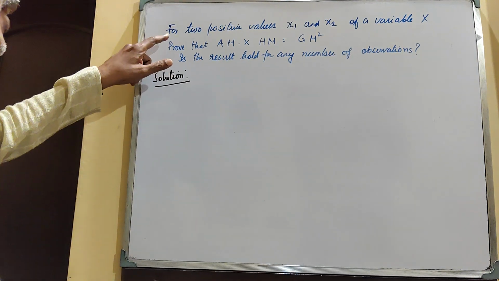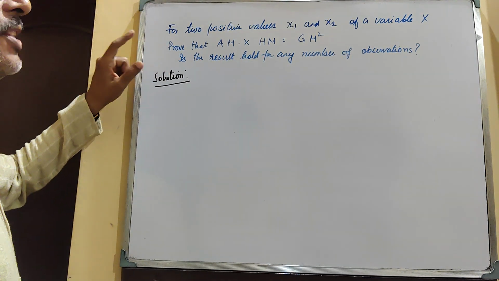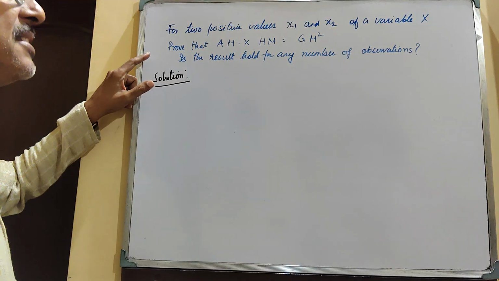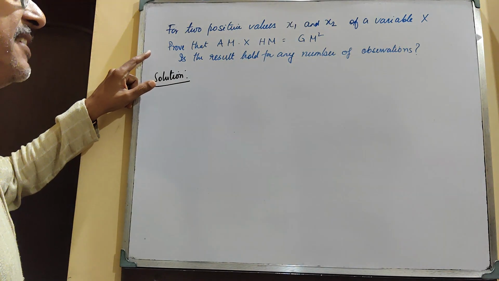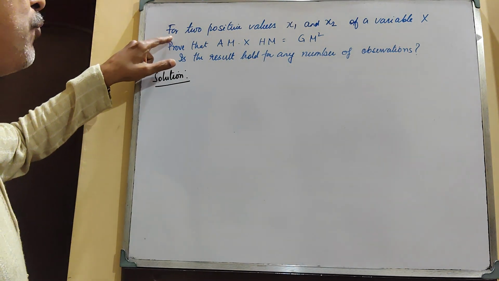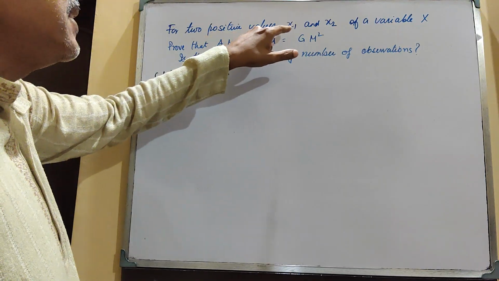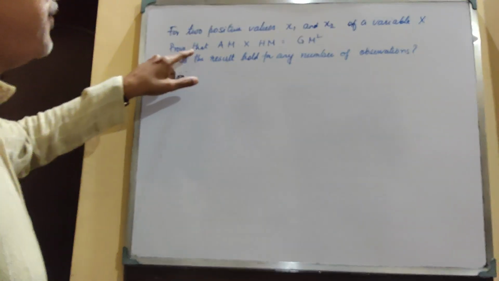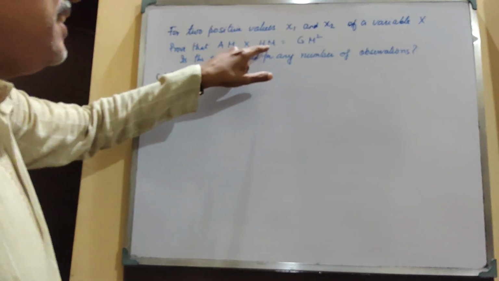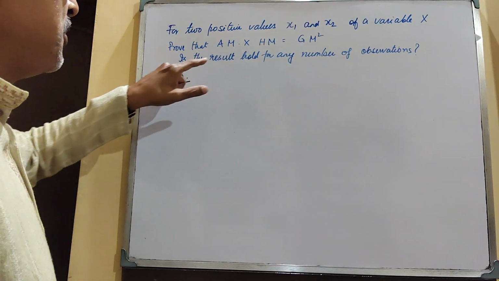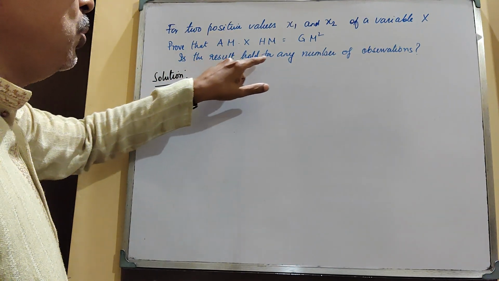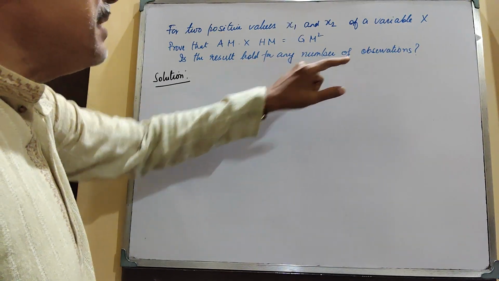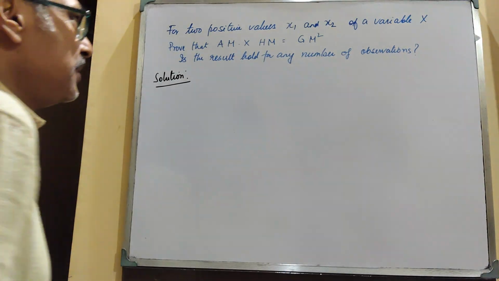Hello, in this video we want to solve this question. This question is from the topic central tendency. For two positive values x1 and x2 of a variable x, prove that AM into HM equals GM square. Does the result hold for any number of observations?